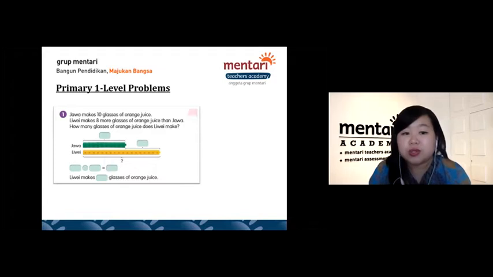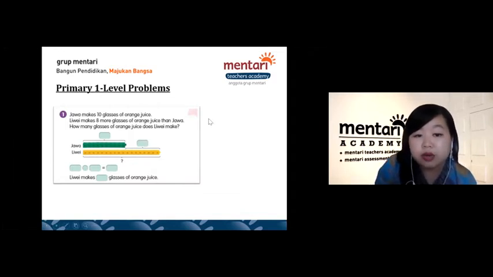So of course, you can also do the same for this type of problem. As you can see, it's very similar to the first one that I demonstrated just now. There are 2 people. The first one is Jawa, and Jawa makes 10 glasses of orange juice. Liwei makes 8 more glasses of orange juice than Jawa. How many glasses of orange juice does Liwei make?